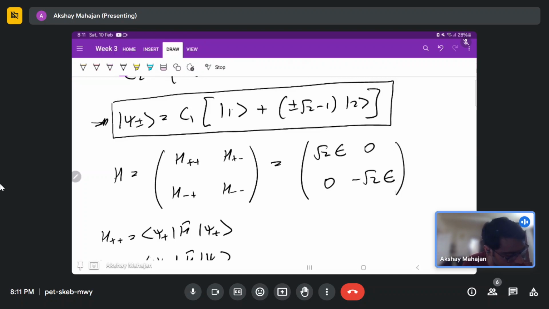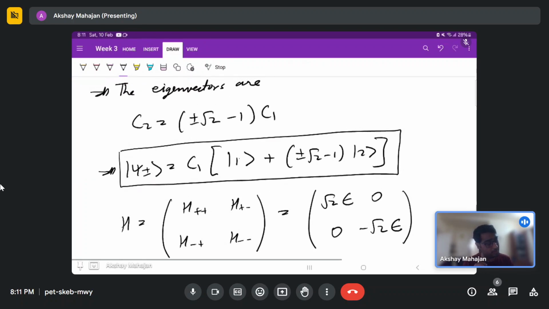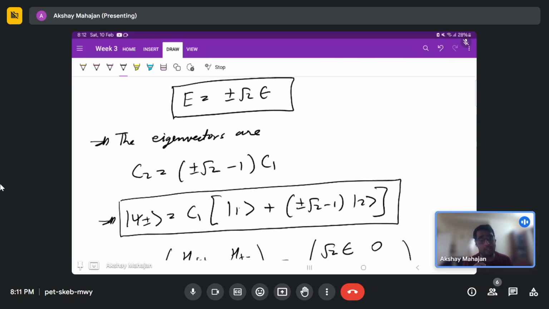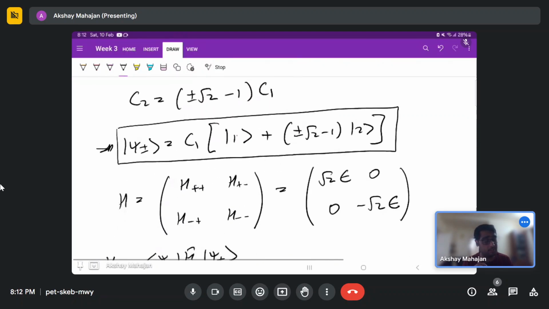You don't need to solve it, because the matrix will be diagonal. It will be diagonalized if you take your eigenvectors as your basis to find these matrix elements.